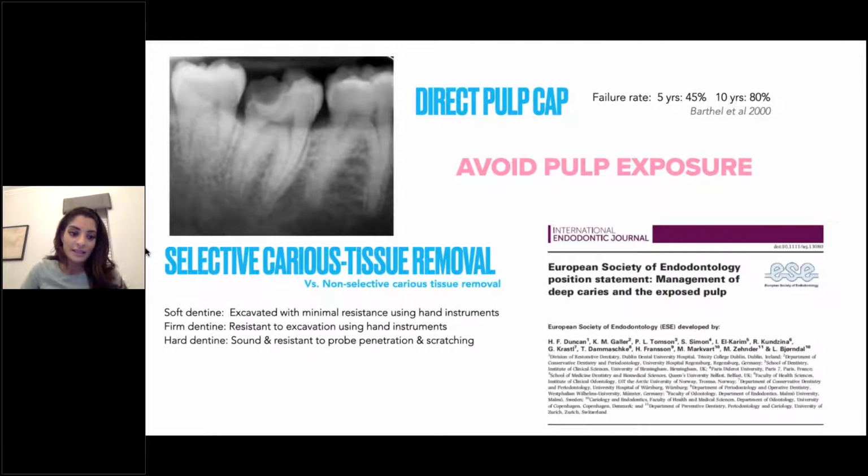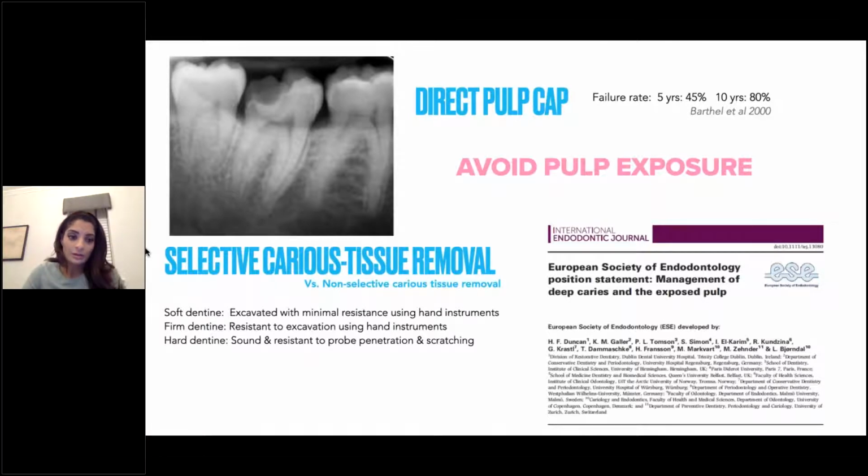There's firm dentine, which means that it's resistant to hand instruments, but if we used a slow handpiece and a burr, we'd be able to remove this type of dentine. And then there's hard dentine, so sound dentine, that when you scrape it with a probe, it's going to make a scratching sound, and it's very resistant to penetration with the probe.